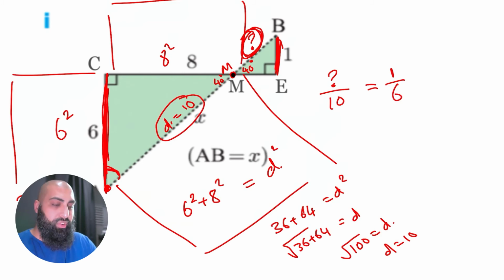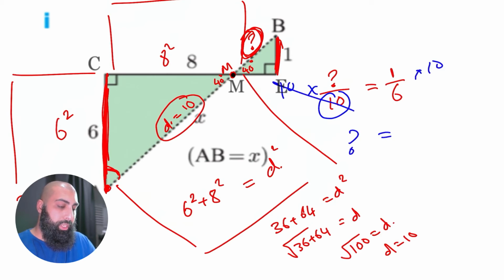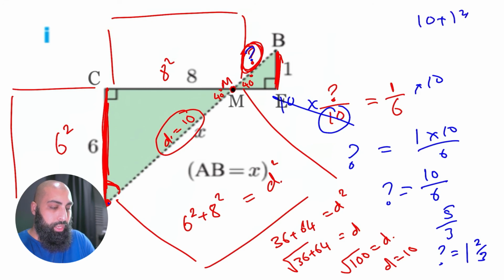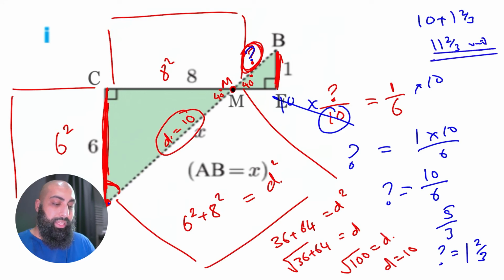All we really need to do is take this 10 and multiply it on both sides. If you multiply 10 on the left-hand side, that cancels out. Our question mark is equal to 1 times 10 over 6. That's 10 over 6, which is equal to our mystery value, 5 over 3, or 1 2/3. So our mystery value over here is 1 2/3. We know that from A to M was 10. So 10 plus 1 2/3 makes 11 2/3, whatever the units are. The length of AB, the missing value of X for this question, is 11 2/3.